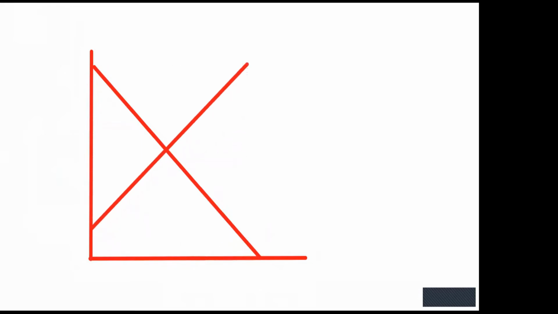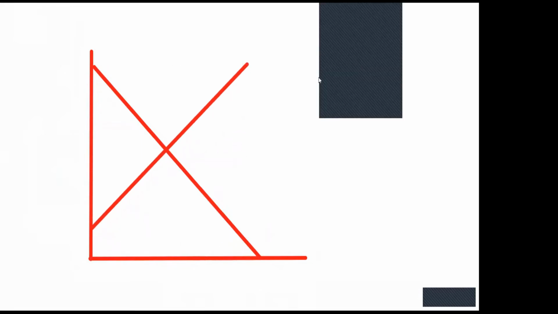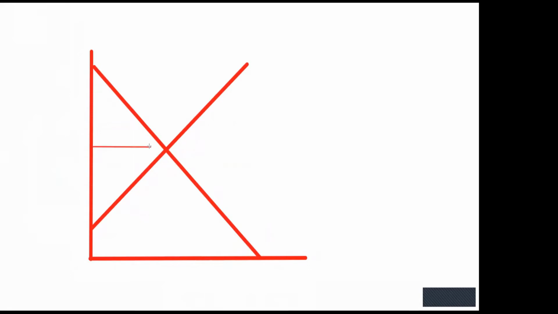Okay, so there's a diagram like this. What is the equilibrium price and quantity before? 26 and 48. So the equilibrium price before is 26. Equilibrium quantity before is 48, right? So it was this way.